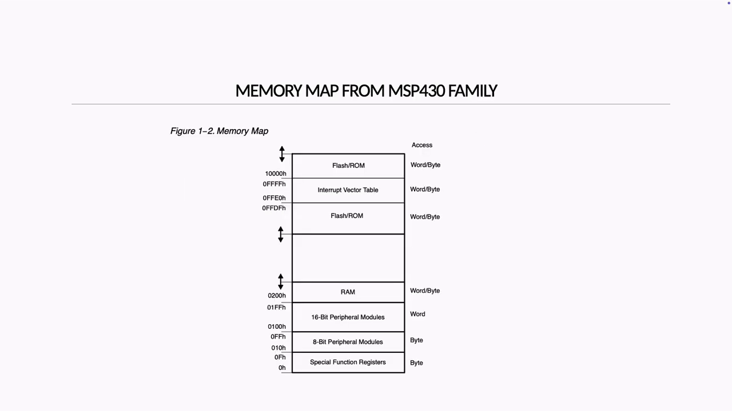For example, if we look at the MSP430 family, in the datasheet we can find the memory map. We can see it is numbered from 0, starting at the bottom. We can find the special function register, the peripherals, then RAM, flash or ROM, interrupt vector table. This is how Texas Instruments designed these microcontrollers.